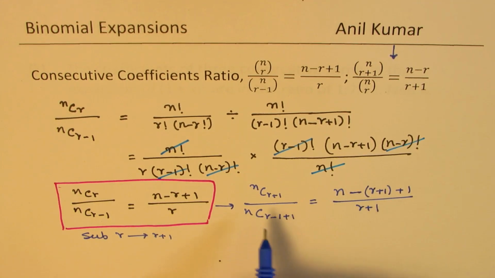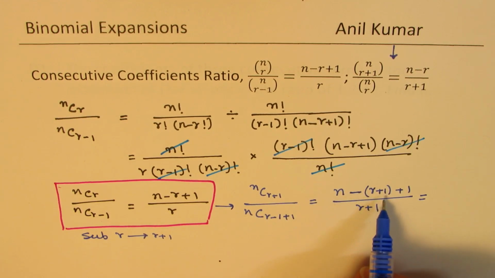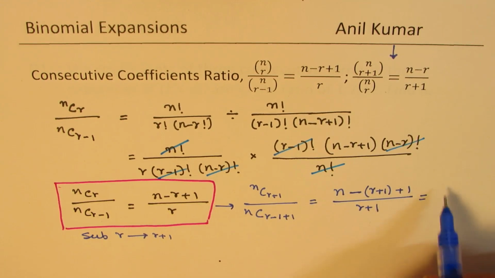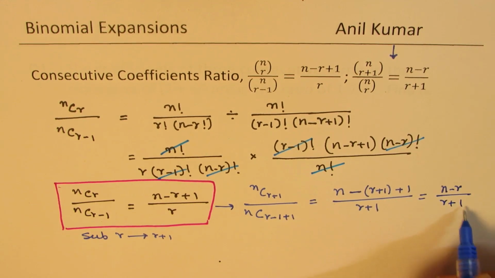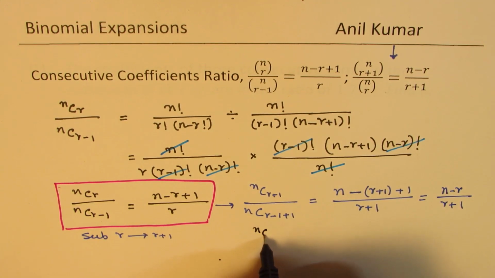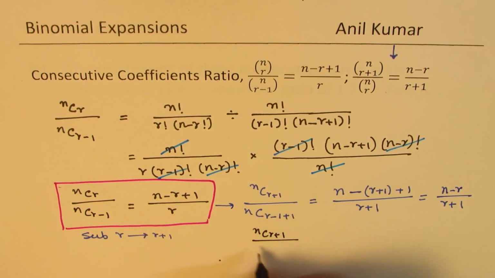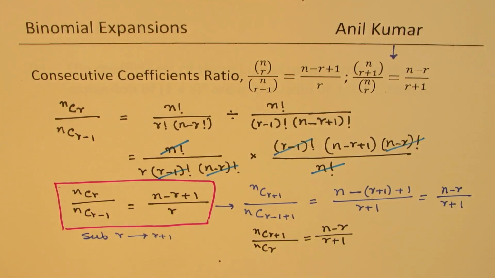So when you simplify, you get what? So n minus r, and this plus 1 minus 1 vanishes, so you get n minus r over r plus 1, clear? So what you get is the formula, which is nCr+1 over nCr is equal to n minus r over r plus 1. Is that clear to you?